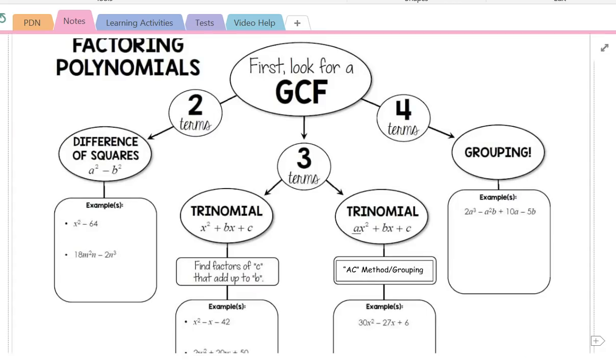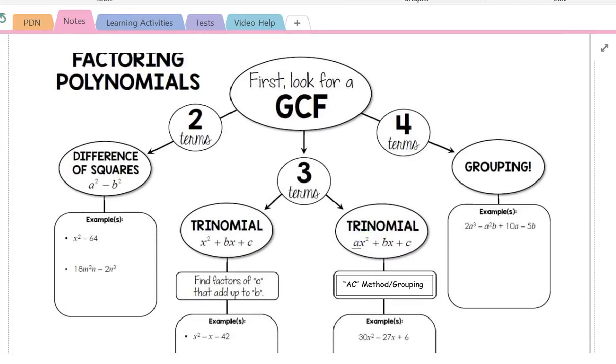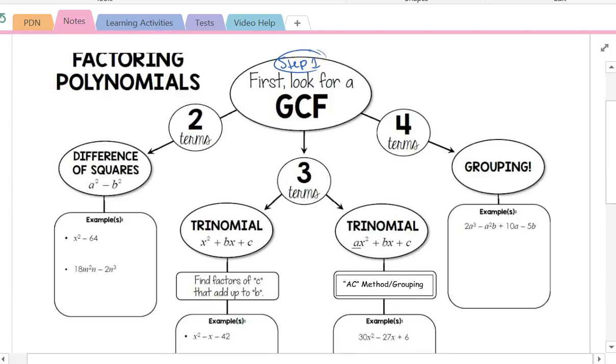So first, with factoring polynomials, look for the GCF, always. So that always has to be your step 1. Okay, so this is your step 1. Always look for your GCF. Factor it out. Remember, we take it out and we divide it out of each term. Okay, if there are 2 terms, look for the difference of squares. That's your a squared minus your b squared. So 2 terms after you look for your GCF, try and get your difference of squares, your a squared minus b squared, which is equal to a plus b times a minus b.